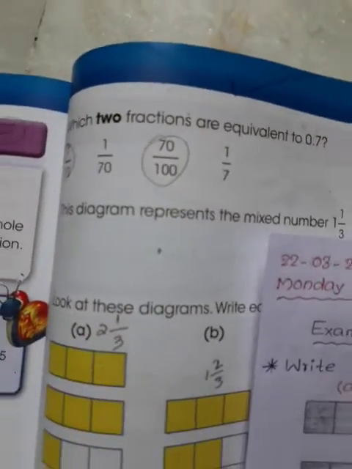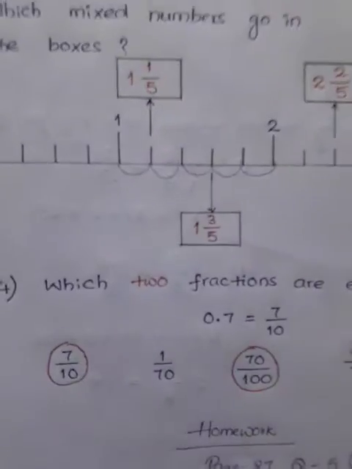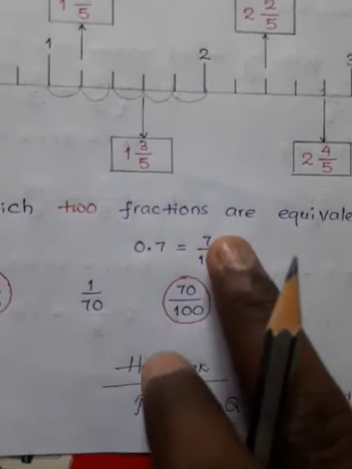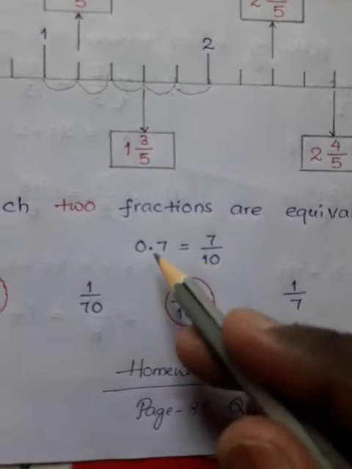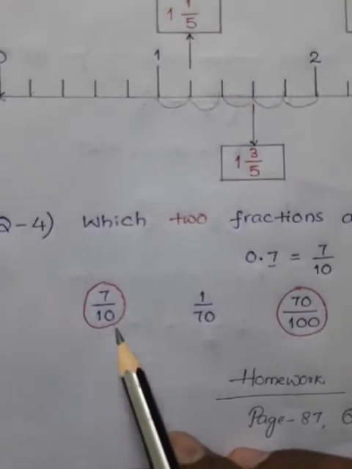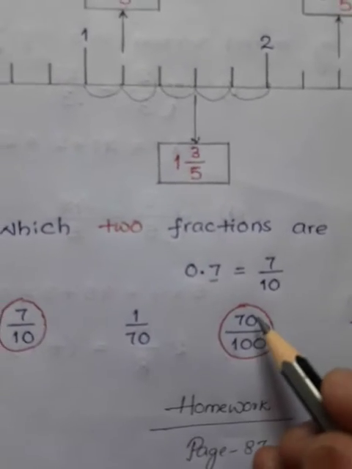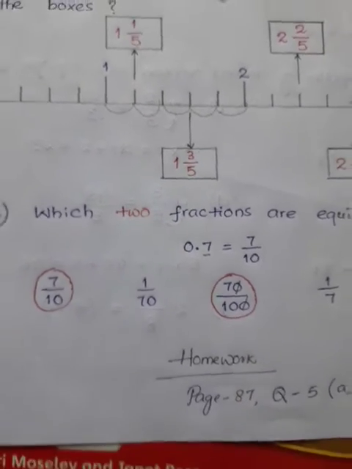Now look at that. Which two fractions are equivalent to 0.7? Which two fractions are equal to 0.7? 0.7 means we know it's 7 by 10. Why? Because we remove the decimal, which gives 7. For the decimal, write 1, and after the decimal there is 1 number, so 10. So 7 by 10. Here is 7 by 10 as it is. It's not 1 by 70, that's wrong. 70 by 100 is also equal. Why? Because in the ones place, I can cancel 0 and 0. So it's the same, 7 by 10 as it is.